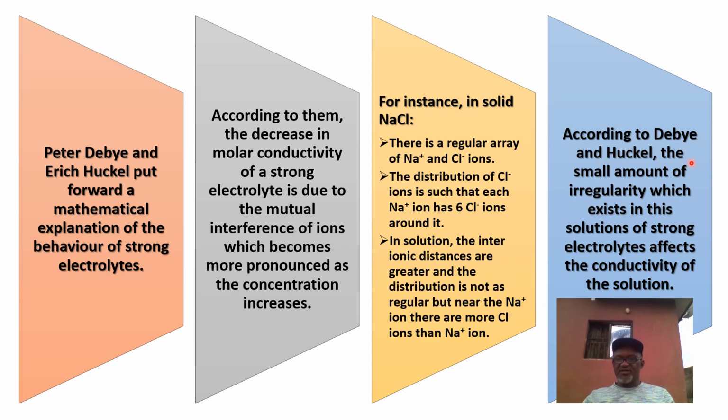According to Debye and Huckel, the small amount of irregularity which exists in a solution of strong electrolyte affects the conductivity of the solution. So because of this, when it dissolves, there is irregularity which now affects the conductivity of the solution.